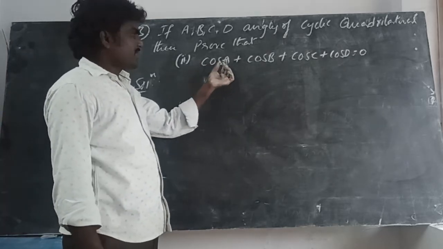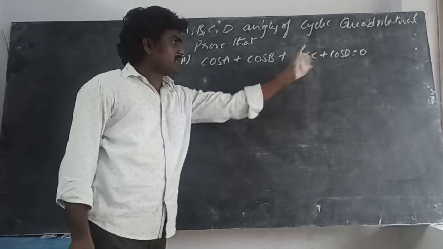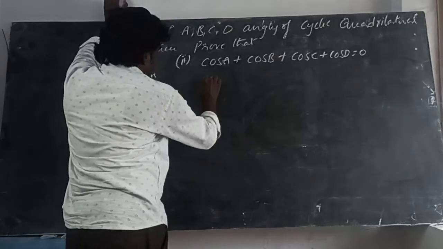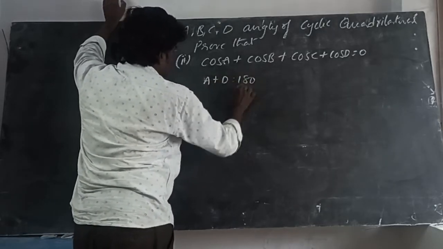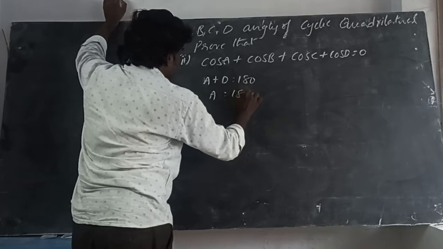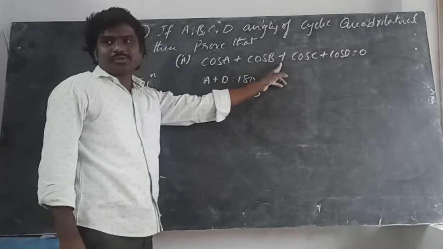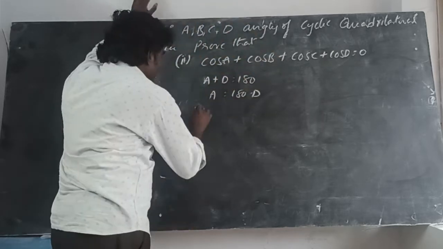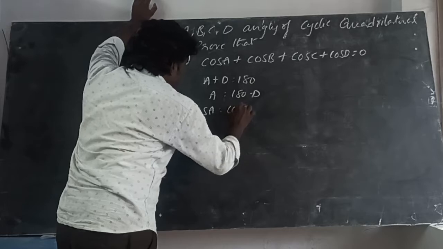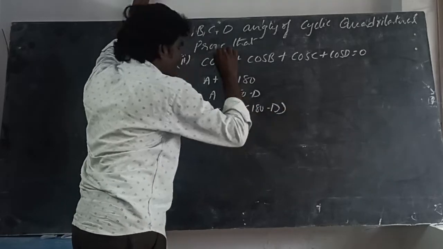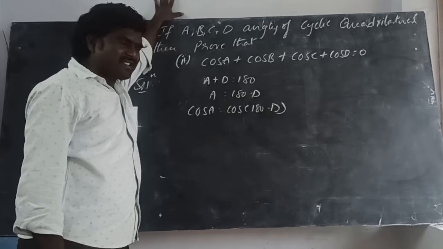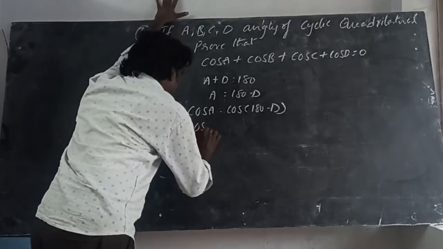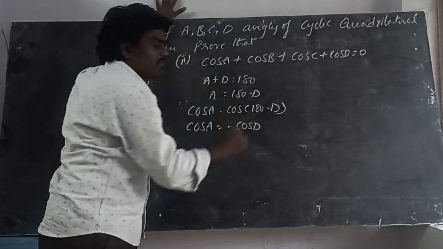Next, cos A plus cos B plus cos C plus cos D is equal to 0. So here A, B, C, D are angles of a cyclic quadrilateral, that is A plus D is equal to 180. A is equal to 180 minus D. Here they have given the cos ratios, the sum of cos ratios at angles A, B, C, D. So cos A is equal to cos of 180 minus D. So 180 minus theta is in the second quadrant. In the second quadrant the cos is negative. So cos A is equal to minus cos D.